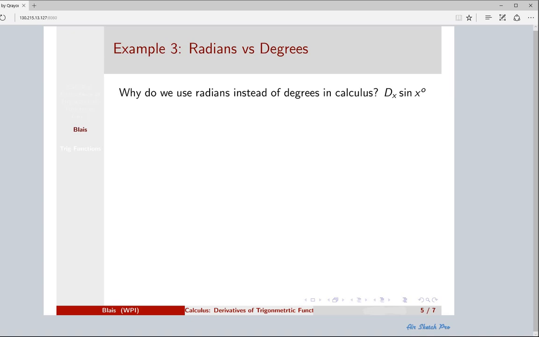Well, the issue is, in order to differentiate, and again, I should be explicit, this is the degree sign. This is not a 0 power. So if we want the derivative with respect to x of sine of x, where x is in degrees, the first thing we have to do is change from degrees to radians. And to do that, we multiply the degrees by pi radians over 180.